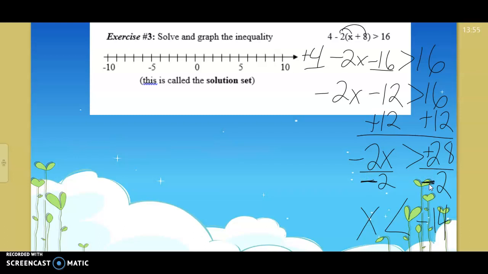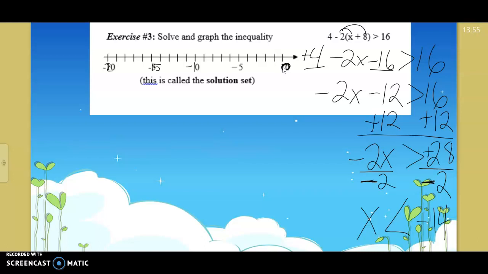I changed this problem slightly. Forgot to change the graph, so my apologies. Let's just change these real quick. Negative 20, negative 15. This would be negative 10, and then we'd have negative 5, and then this would be 0. So if you could just make those slight adjustments for me, we could graph this more appropriately. So we have x less than negative 14.